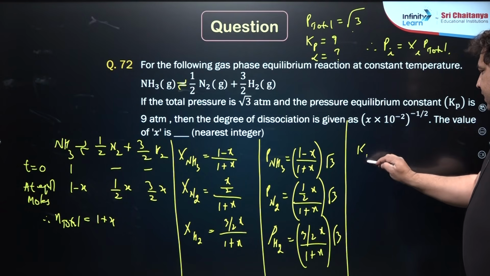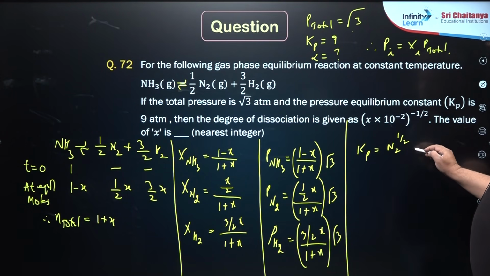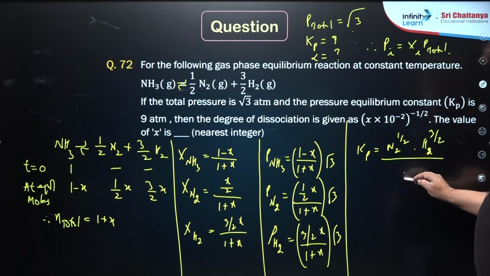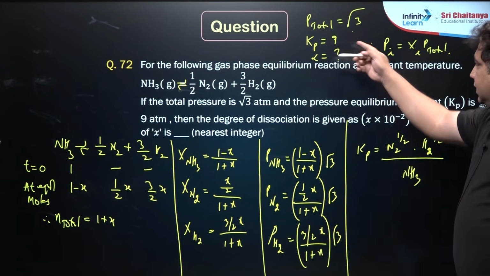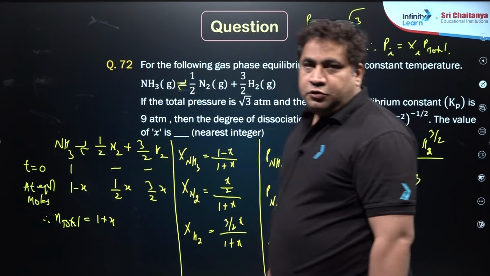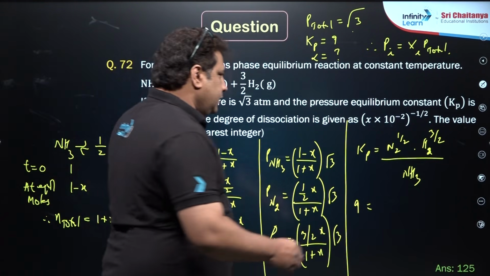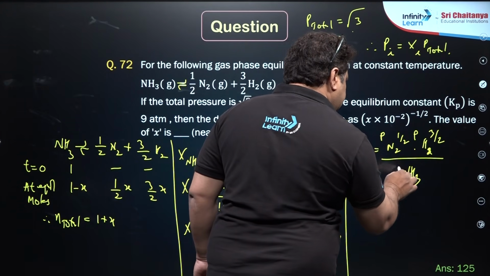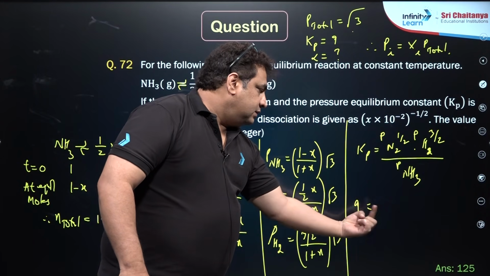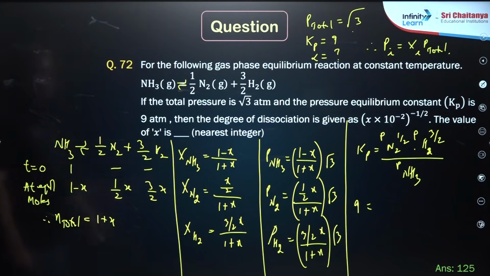Now Kp is equal to the pressure of nitrogen to the power 1 by 2, hydrogen to the power 3 by 2, by ammonia. So Kp is already given as 9. So 9 is equal to, put these values and solve, you will get the answer. Here you have the pressure of nitrogen, pressure of hydrogen, pressure of ammonia, and the values are given here. If you substitute Kp as 9, you can find x, whatever he is asking here. Okay dear students.